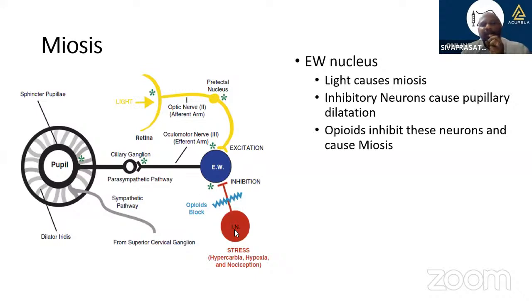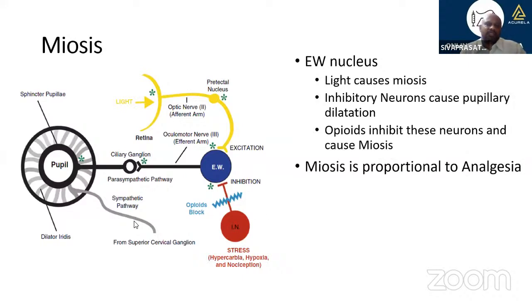And hypercarbia, hypoxia, all this will produce mydriasis. Opioids inhibit these inhibitory neurons and produce a high amount of miosis. Even low doses of opioids cause miosis. And it was first thought that miosis is proportional to the analgesia.